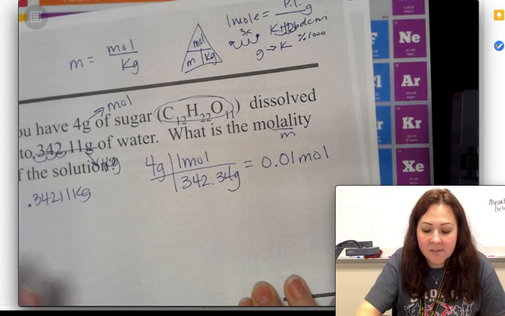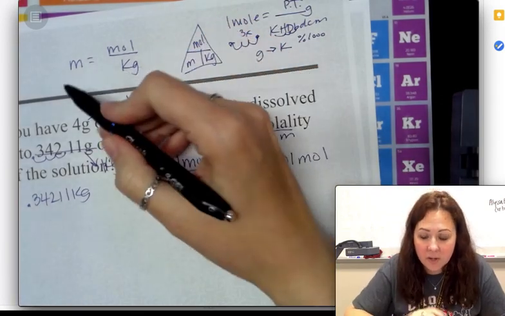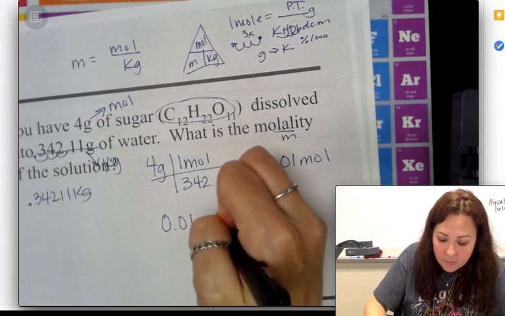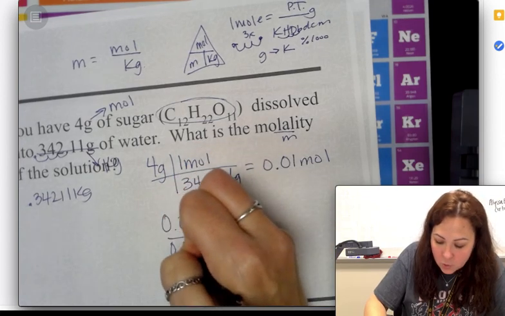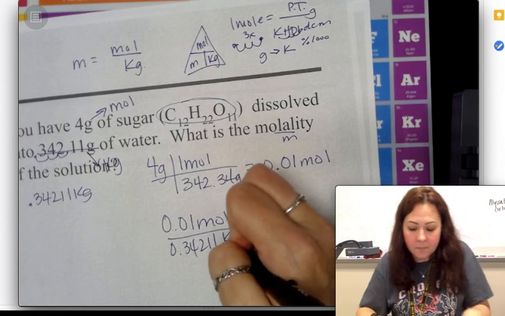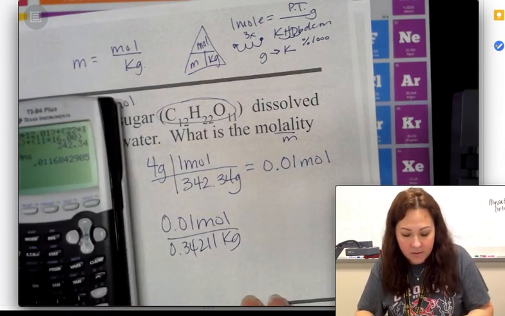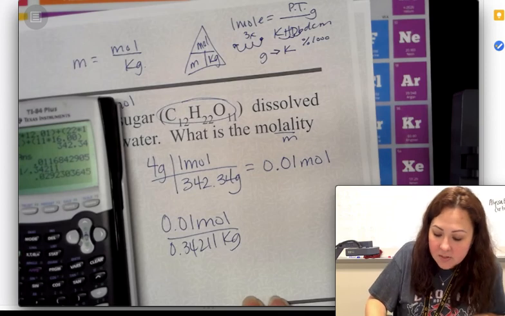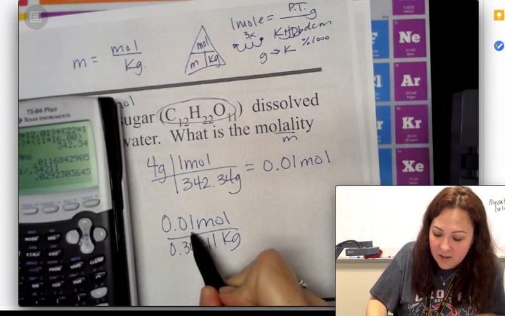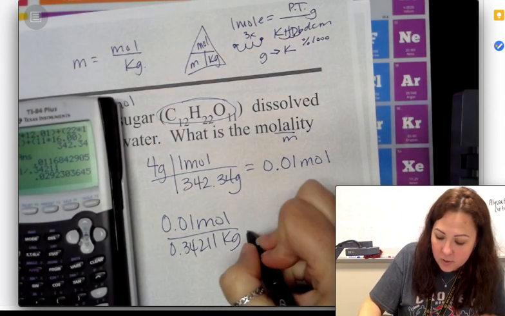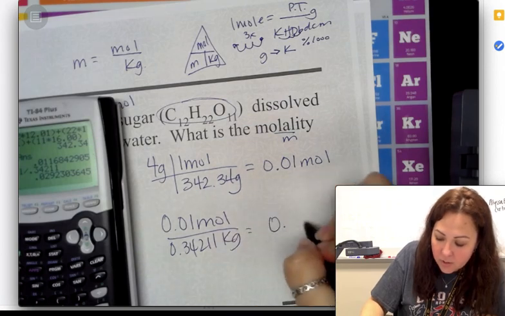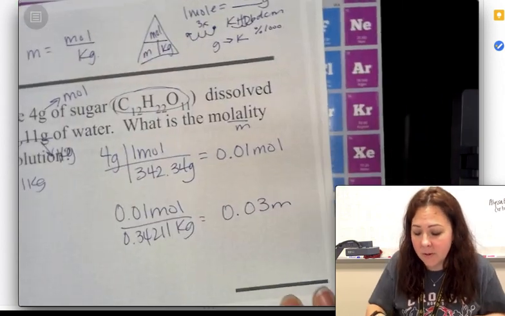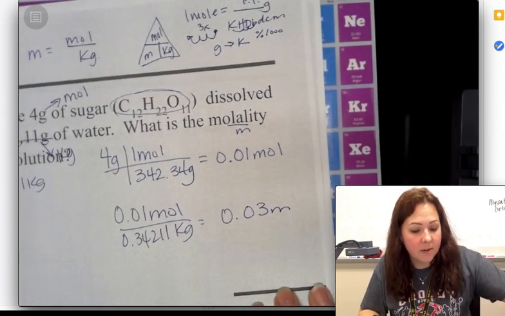Once I have moles and kilograms, I'm just going to divide the two to get my little m. So 0.01 moles divided by 0.34211 kilograms. 0.01 divided by 0.34211. This number has 1 sig fig, this one has 5, so that means that in my answer I'm only going to have 1 sig fig, so you get 0.03 little m. So it's not very concentrated. That's a pretty small number, so the concentration is not very high.